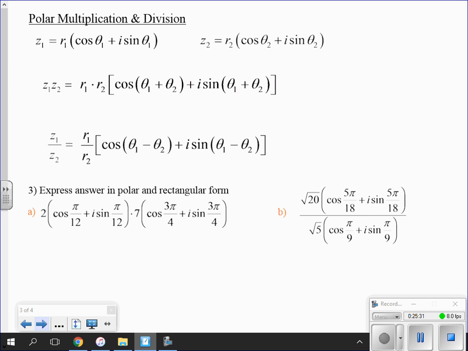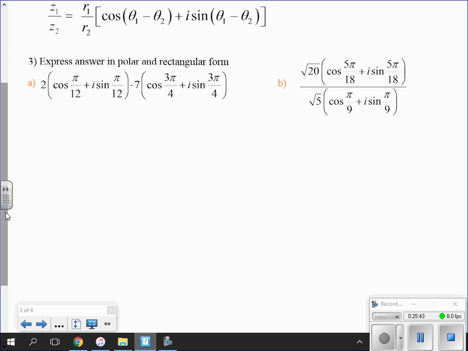Okay, so let's do this, because like I said, these aren't that hard. Now, there are two parts to this problem. Express the answer in polar and rectangular form. So first you want to do the multiplication in polar form. That gives you your polar answer. Then we will convert the polar into rectangular, and that's really easy to do.